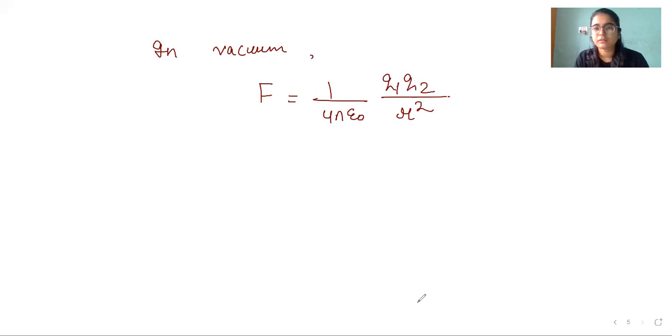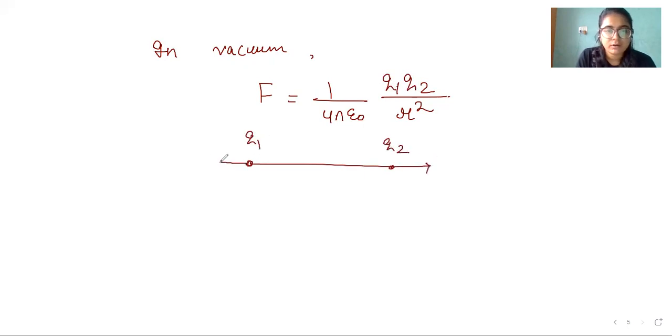This tells about the force, and we had two charges. This charge is Q1, this charge is Q2. As you can see, there was a force of repulsion. This was F21 and this is F12.